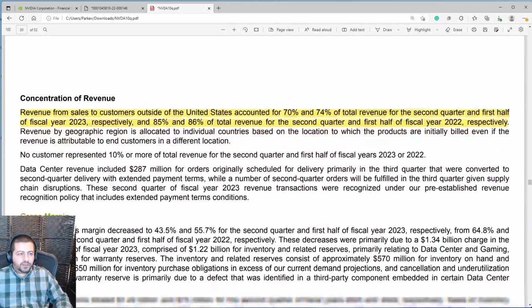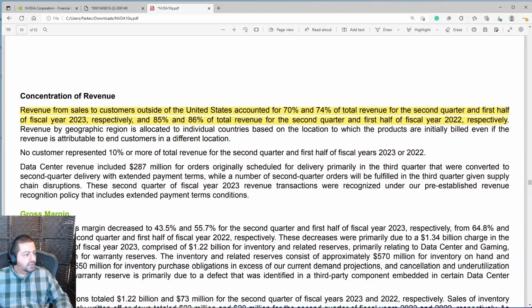All right. And so the final thing I will consider here in Nvidia's 10Q statement is its concentration in revenue. Revenue from sales to customers outside of the United States accounted for 70% and 74% of their total revenue for the second quarter and the first half of fiscal 2023 respectively, and 85% and 86% for the total revenue of the second quarter and first half of 2022 respectively.